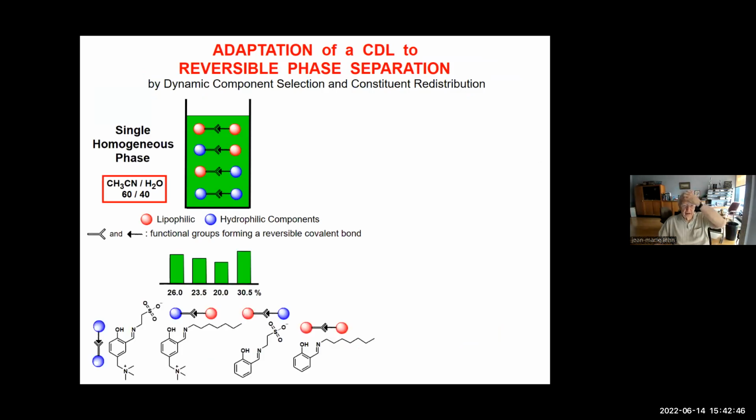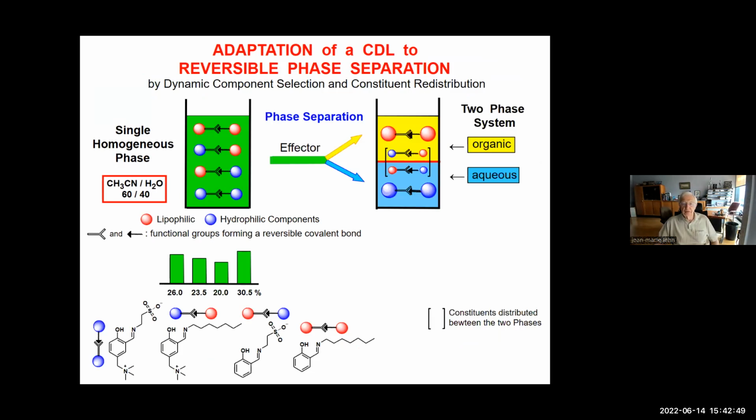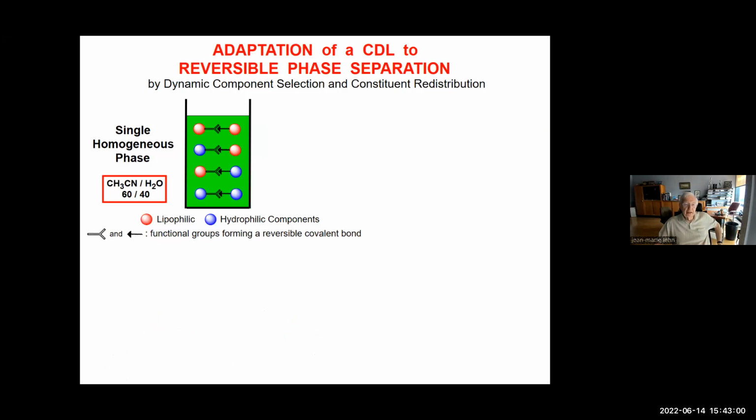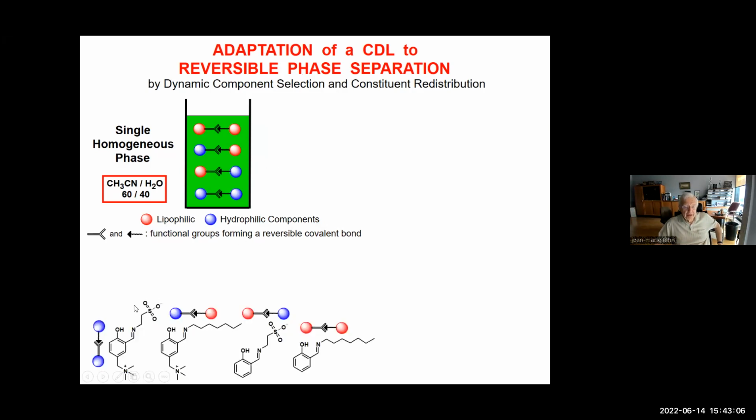Yeah, now this is a bit long. I need to accelerate. Let me just show you the one system also where you can adapt to reversible phase separation. It is quite interesting. If you start from a system which is homogeneous and where you distribute the constituents in not exactly statistical fashion because one is a bit preferred over the other one, then this homogeneous system is constituted of a solution of these 4 constituents in acetonitrile-water 60-40.